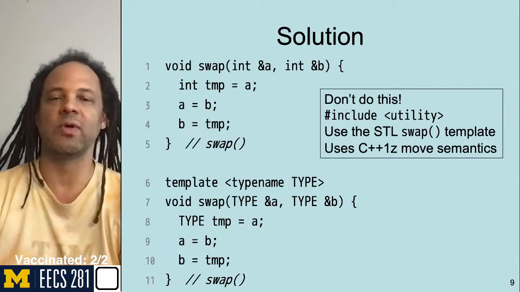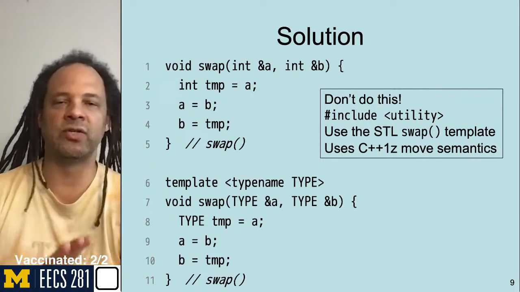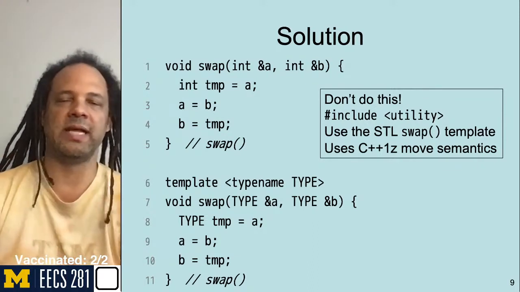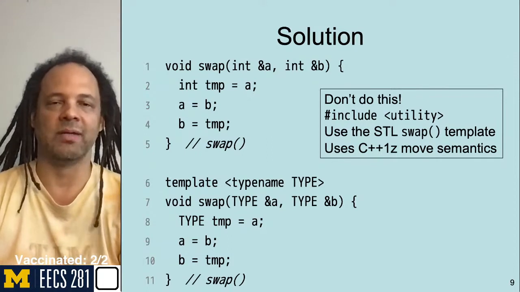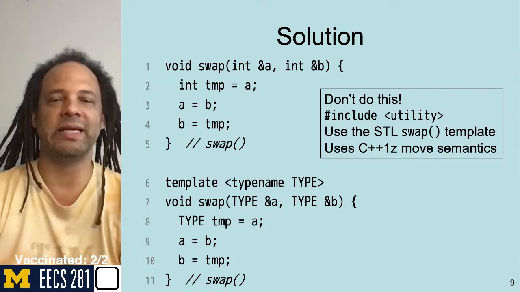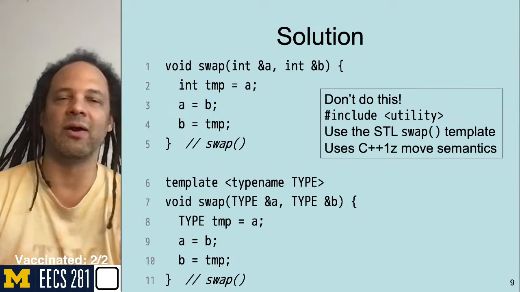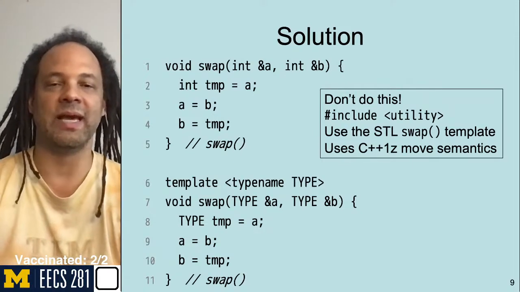And so that's why we would say, don't write your own swap, use standard swap when you can, because standard swap is going to, at the very least, do what you would write here, and at the best, can speed things up tremendously.